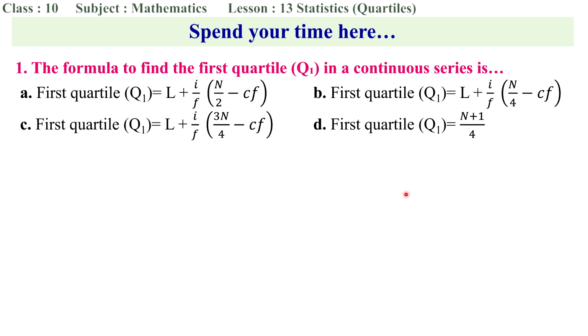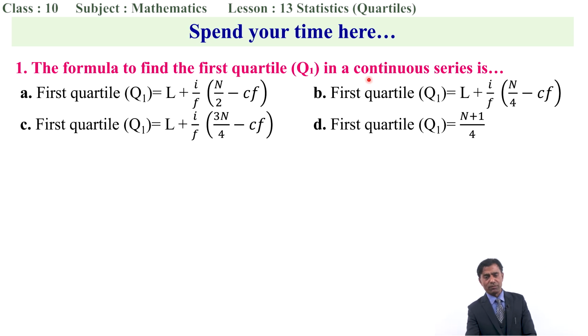So this is your time. It means we have to discuss some questions, and you have to give the answers to the questions asked. Let's see here. The question is an MCQ, an objective type problem. The formula to find the first quartile Q1 in a continuous series. If you have such a question, you have to write the formula yourself, but here options are given. From the given options, choose the correct one.